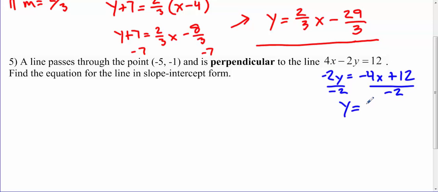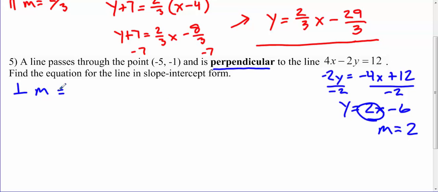So y equals 2x. And it says -6. Honestly, we don't care about the -6. What we care about is that term right there, m equals 2. Now, if the slope of this line is 2, we've got to find the slope that's perpendicular, as it says here. So the perpendicular slope is the opposite. Well, this is positive, so it would have to be negative. And it's the reciprocal. The reciprocal of 2 is 1/2. So the slope is -1/2. Now let's plug in the point we know, -5, -1.